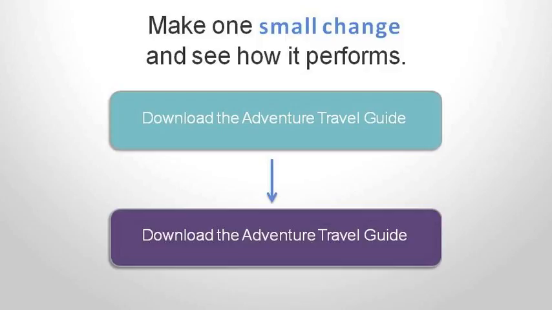If I changed the CTA text and its color, it wouldn't be clear which change made it more or less successful. Start with a small change, like the color, and see if it gets more clicks. Testing and analyzing will not only help you create more effective CTAs, but it will also give you a better idea of what your buyer persona likes.